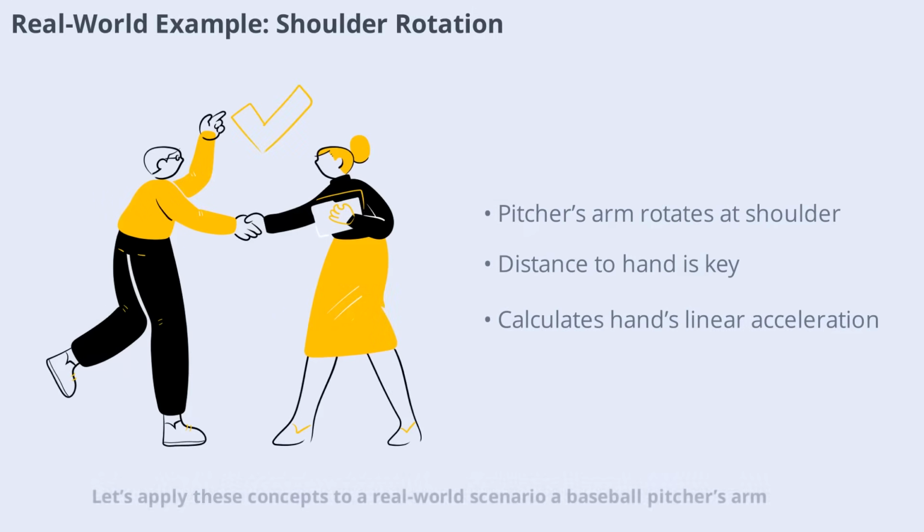Let's apply these concepts to a real-world scenario. A baseball pitcher's arm. When a pitcher throws a ball, their arm rotates about the shoulder joint with a certain angular acceleration. The distance from the shoulder to the hand is important because it determines the linear acceleration of the hand. By knowing the angular acceleration and the radius distance from the joint, we can calculate how quickly the hand accelerates in a straight line, which directly affects the speed of the pitch.